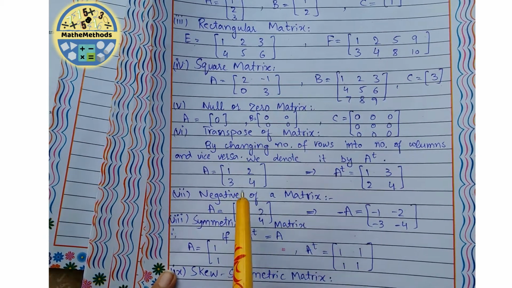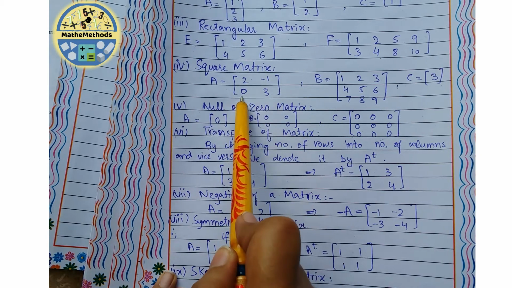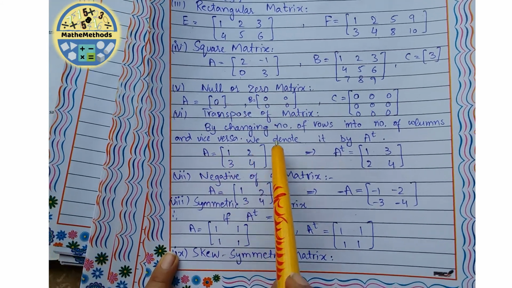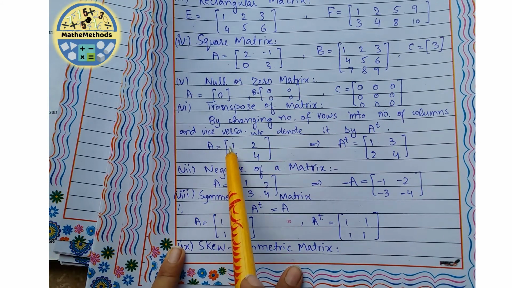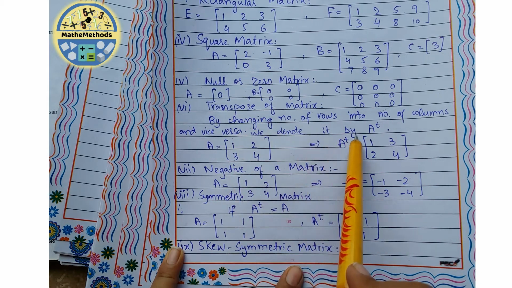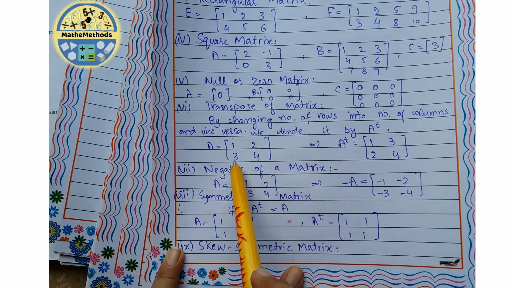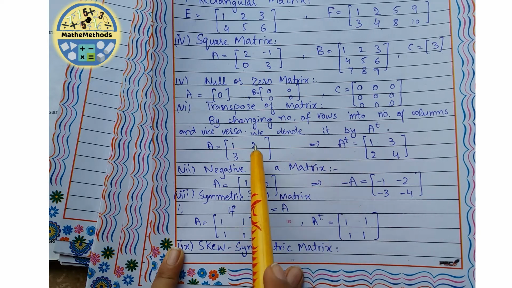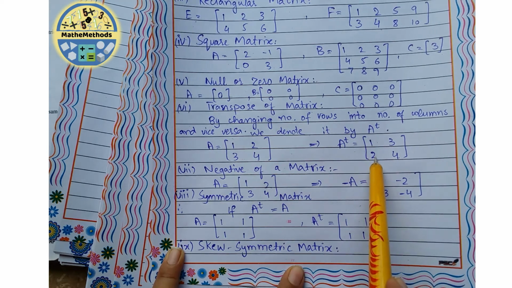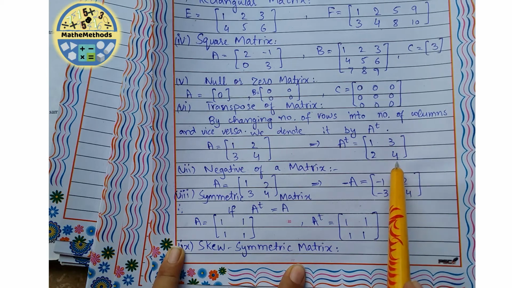Transpose of a matrix. Suppose we have a matrix A. We change the rows into columns and columns into rows. For example, we have A is equal to [1, 2; 3, 4], and we want to find its transpose. We denote the transpose by A transpose, A^T. So A is equal to [1, 2; 3, 4], and A transpose is equal to: the first row 1, 2 becomes the first column, and the second row 3, 4 becomes the second column.